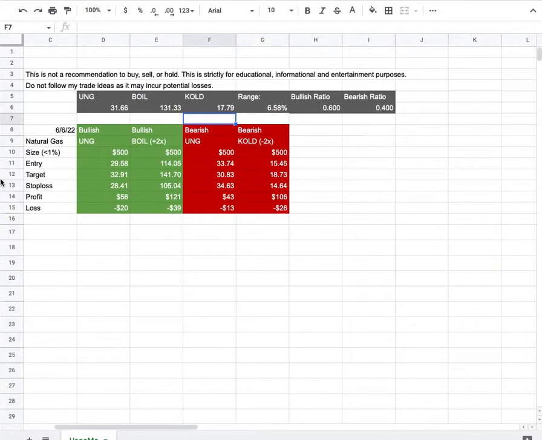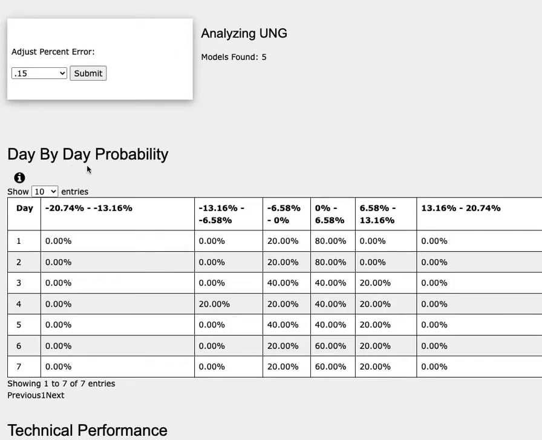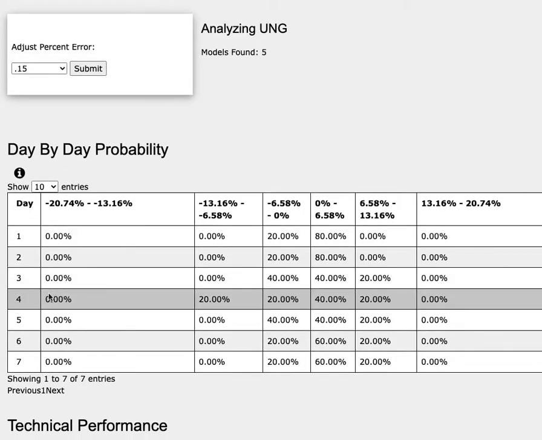So how did I develop these trade ideas? It all comes from the day-by-day probability model. As we progress to the 5th day or week of trading, natural gas has a 40% chance to climb between 0 to 7%, a 20% chance to climb between 7 to 13%. To the downside, it has a 40% chance to fall between 0 to negative 7%.